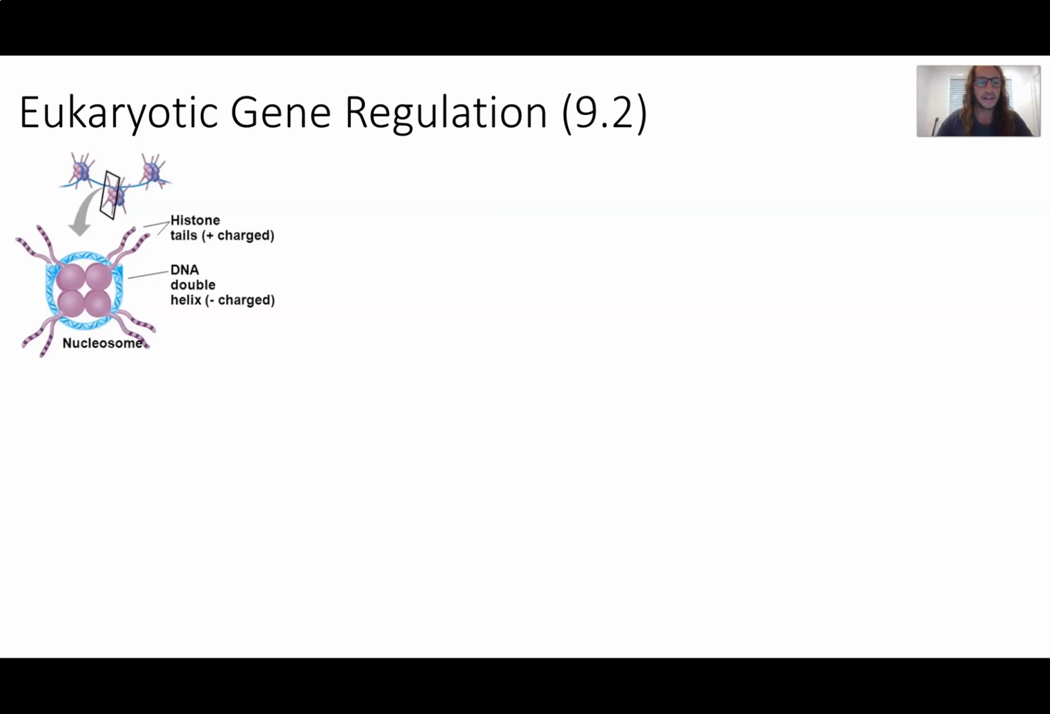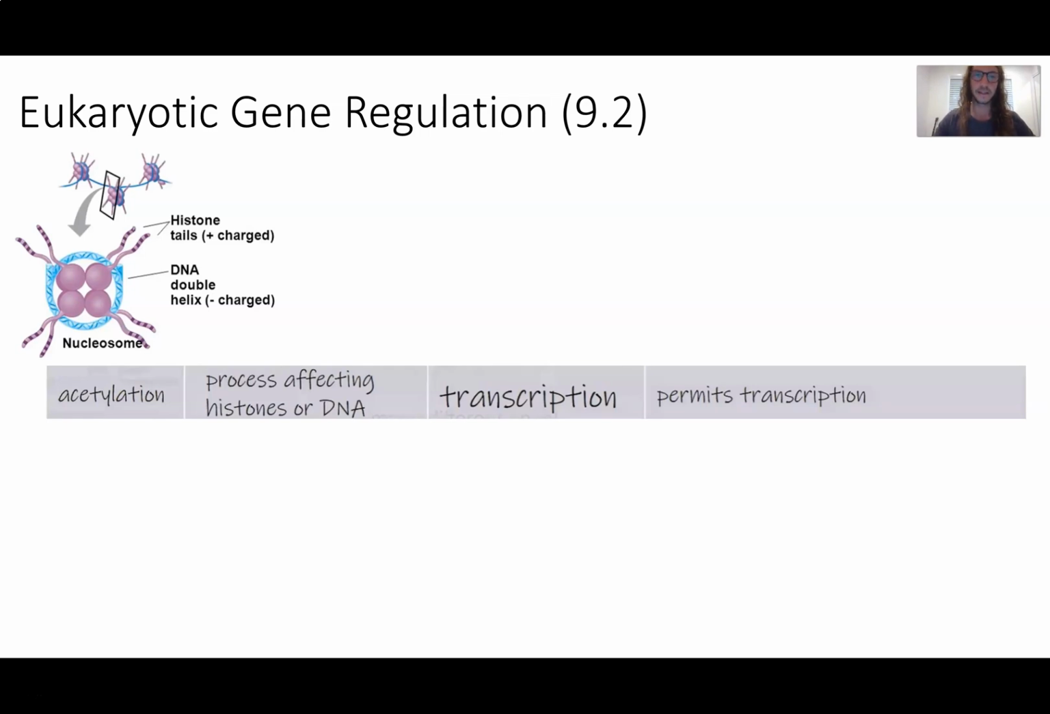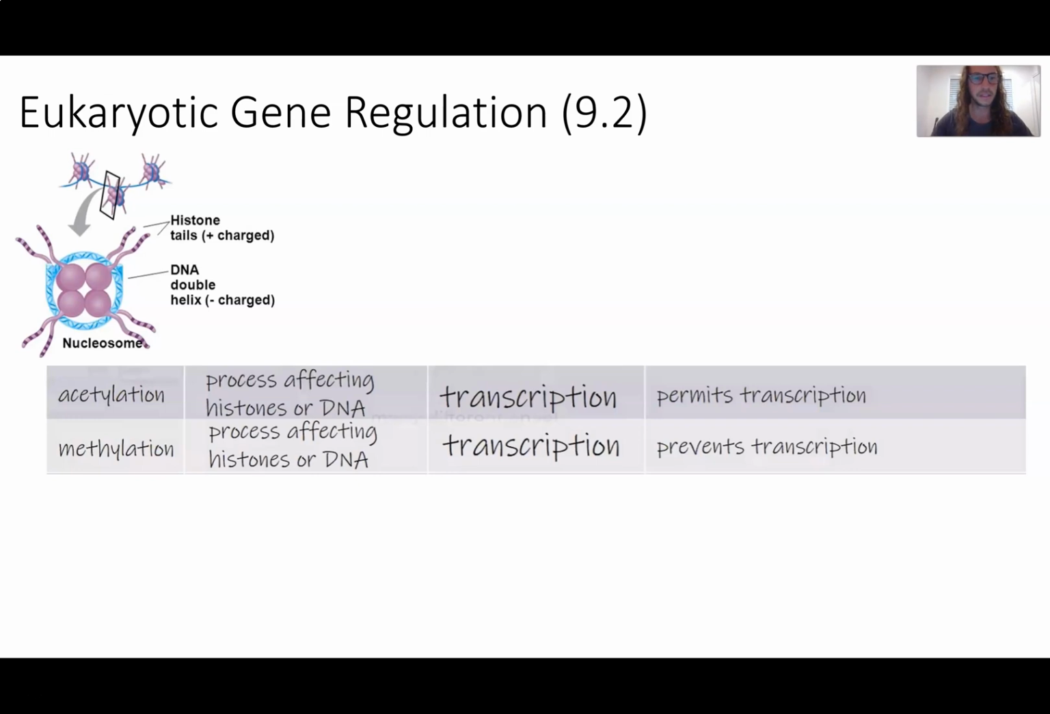So if we added that to our table now, acetylation. It's a process affecting the histones or the DNA. It again happens in transcription because we're talking about RNA polymerase. And it allows transcription, unwinds the histone sections. Whereas methylation, again in transcription, it prevents transcription from happening because it brings them closer together. RNA polymerase cannot come in.